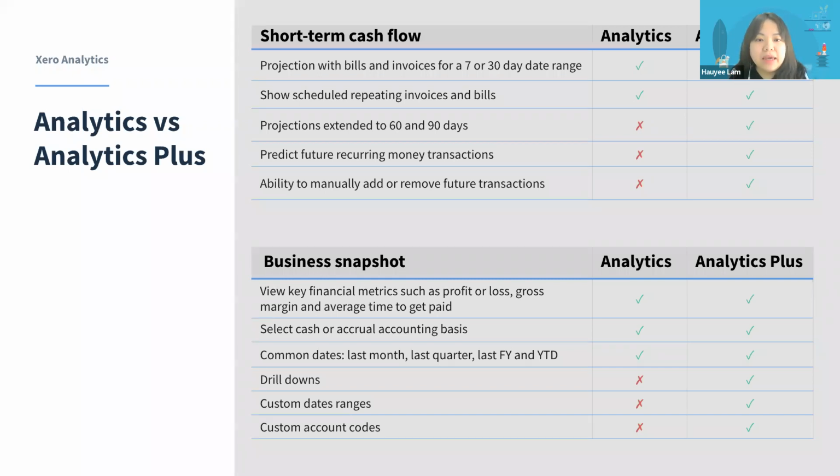Analytics is great if you're new to advisory, but Analytics Plus gives you advanced information and customization to check your cash flow and financials with more clarity. For example, you can project the cash balance out further and manually add and remove any future transactions. Your business snapshot lets you view the numbers making up the financial metrics. You can set dates, and you can include specific accounts. So let's take a quick look at Analytics Plus.